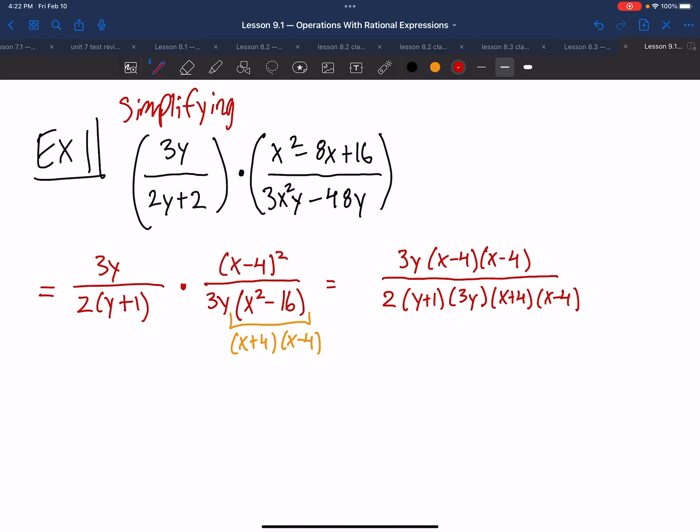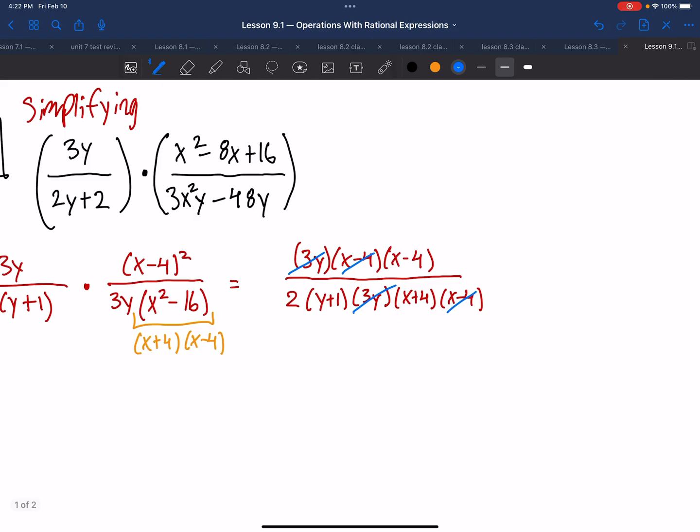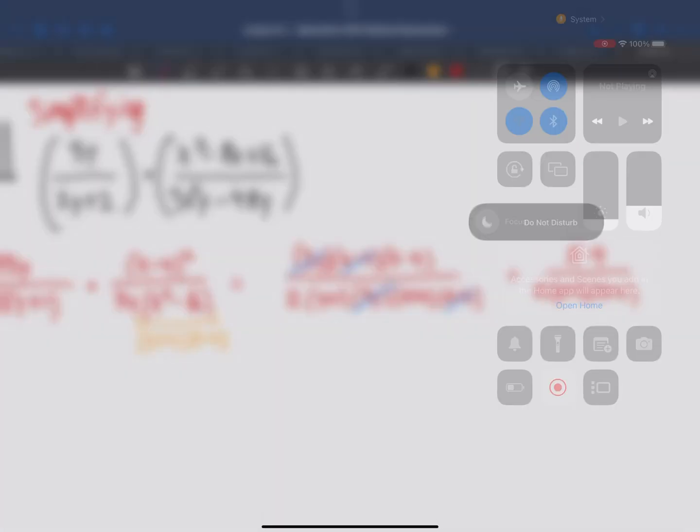And notice the reason I did this is, if you use this 3y up here, notice there are things you can cancel. 3y divides with 3y. x minus 4 divides with x minus 4. And so that's all that cancels. So let me switch back to red. All that is left is in the numerator, x minus 4. And in the denominator, it's 2 times y plus 1 times x plus 4. And that's it. That's done.